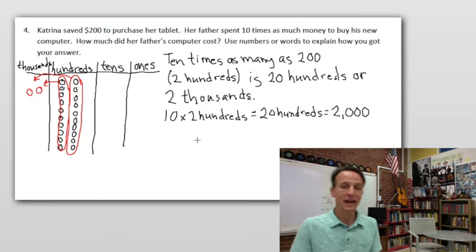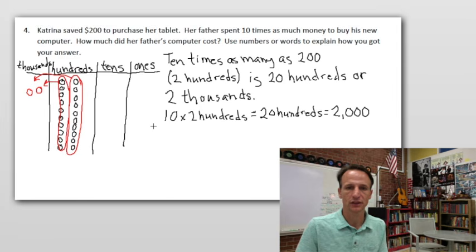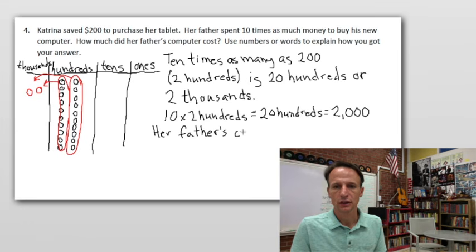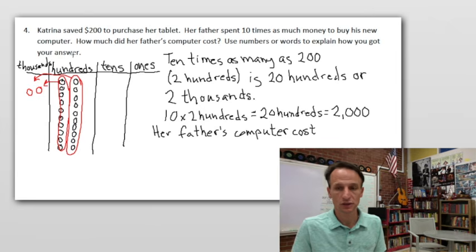2,000. And now we have to actually answer the question we were asked, which is how much did her father's computer cost? So let's do that. Let's answer the actual question. Her father's computer cost 10 times 200, which is, there it is, 2,000. And we're talking about dollars here, so $2,000. Ooh, that's a pricey little laptop, isn't it?